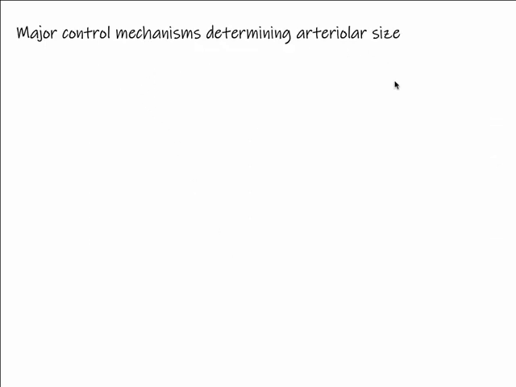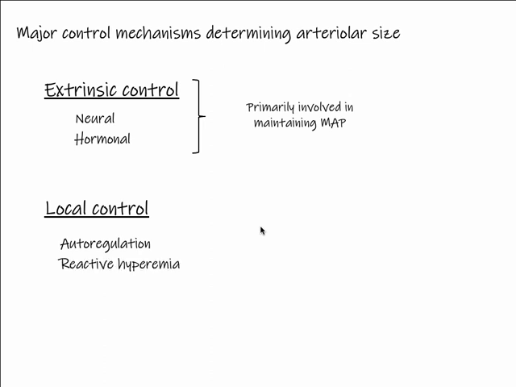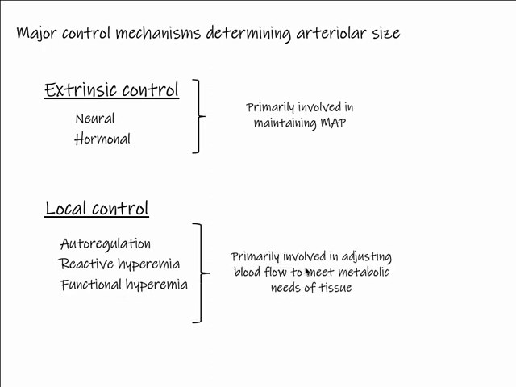So major control mechanisms determining the arteriolar size or the resistance of the arteriole. We have our extrinsic control, which we've said is primarily neural and hormonal, and this is primarily going to play a role in helping us maintain mean arterial pressure. The local factors, which is our autoregulation and our local buildup of metabolites, things that we talked about with active hyperemia, reactive hyperemia, or functional hyperemia. These are primarily going to be involved in adjusting blood flow to meet the metabolic needs of the tissue.